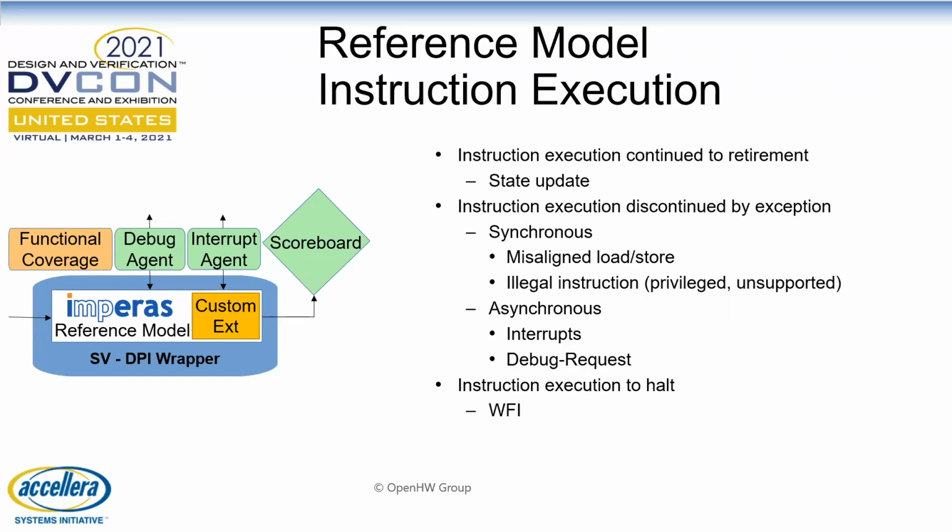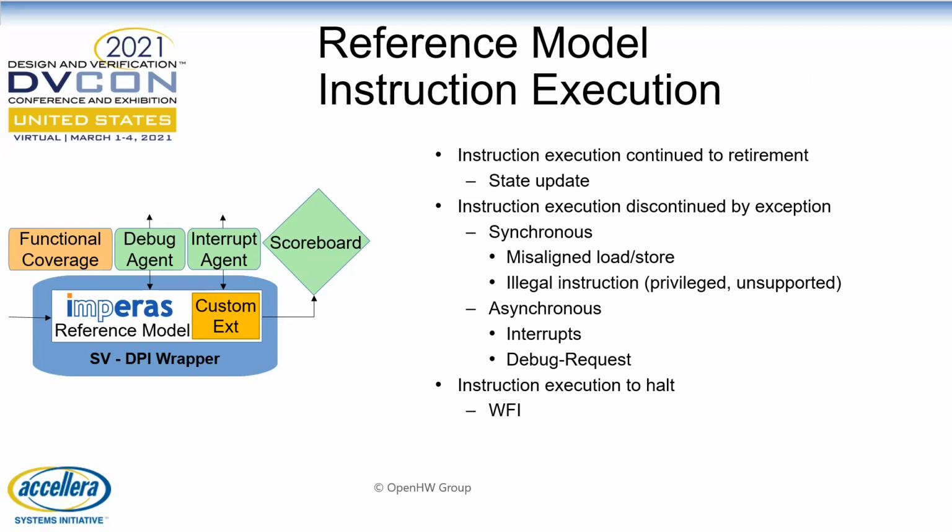Now, as part of the usage of the reference model within the CORE-V verification UVM testbench, the execution is performed in a lockstep or step-and-compare manner. The RTL executes an instruction to retirement and the reference model executes an instruction to retirement. Then the architectural state is compared by extracting data from the two model abstractions.